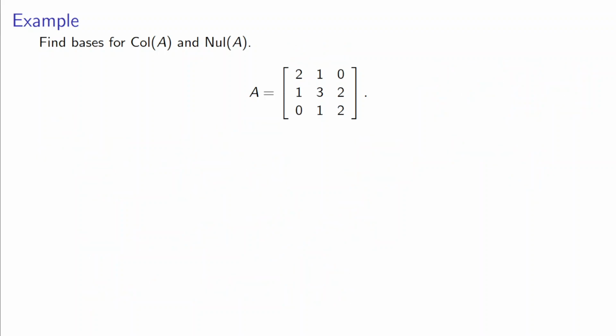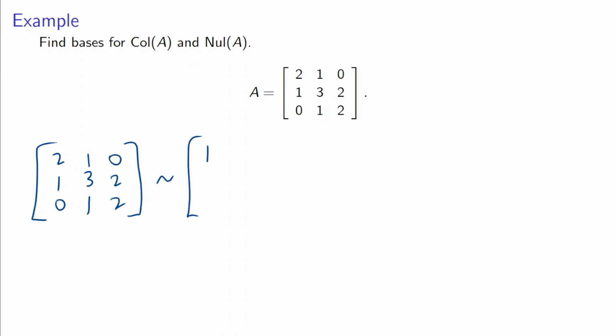Okay. Let's try another example. So another 3 by 3 matrix here. Let's row reduce this. Again, you could do this either by hand or using your calculator or Sage or that linear algebra toolkit I've shown you. However you do this, you would find that this actually row reduces down to the identity matrix. So that's an indication that these 3 vectors are linearly independent. And so those 3 vectors would form a basis for the column space of A.